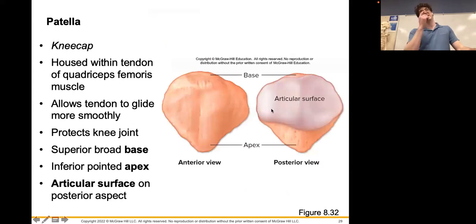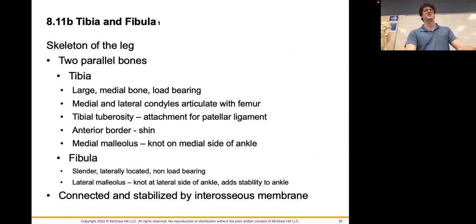Then we have the patella, the kneecap. This is basically going to be stuck inside the tendon that connects our quadriceps femoris to the tibia, which is going to be underneath this bone. It's very, very important though, as that attachment site, and it needs to be able to glide up and down the anterior surface of the tibia.